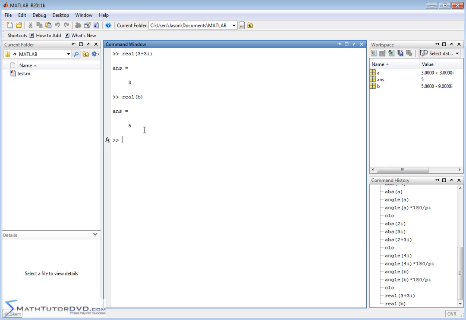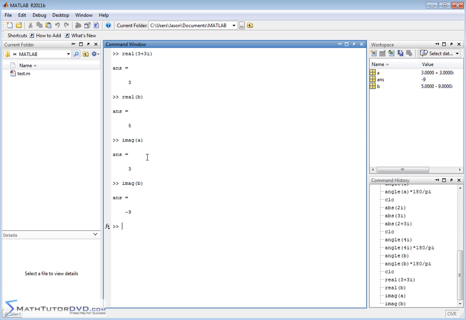The same thing works just fine with imaginary. If I stick the variable a into the function called imag, the imaginary part is 3, so it's going to return 3. If I stick variable b in there, if you look at what b is, the imaginary part is negative 9, so it's going to return negative 9.